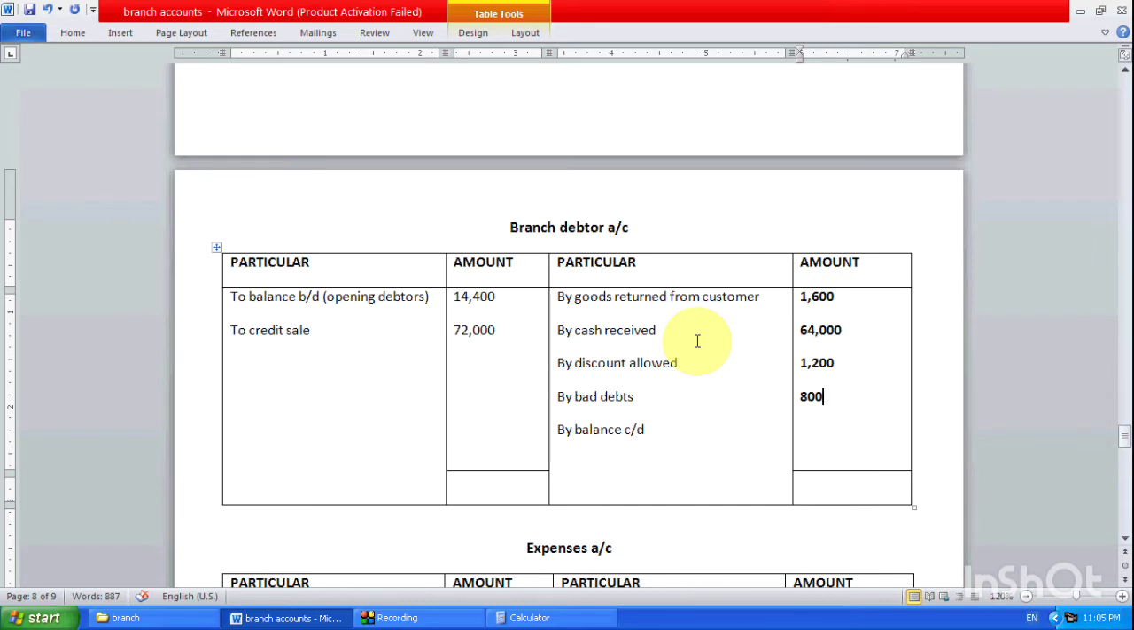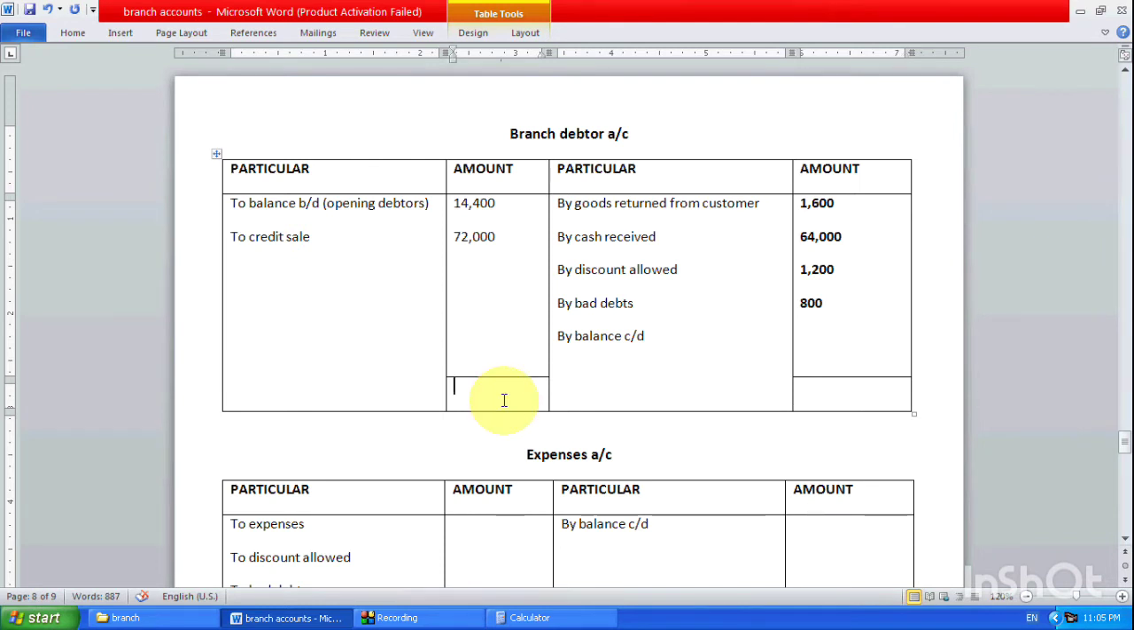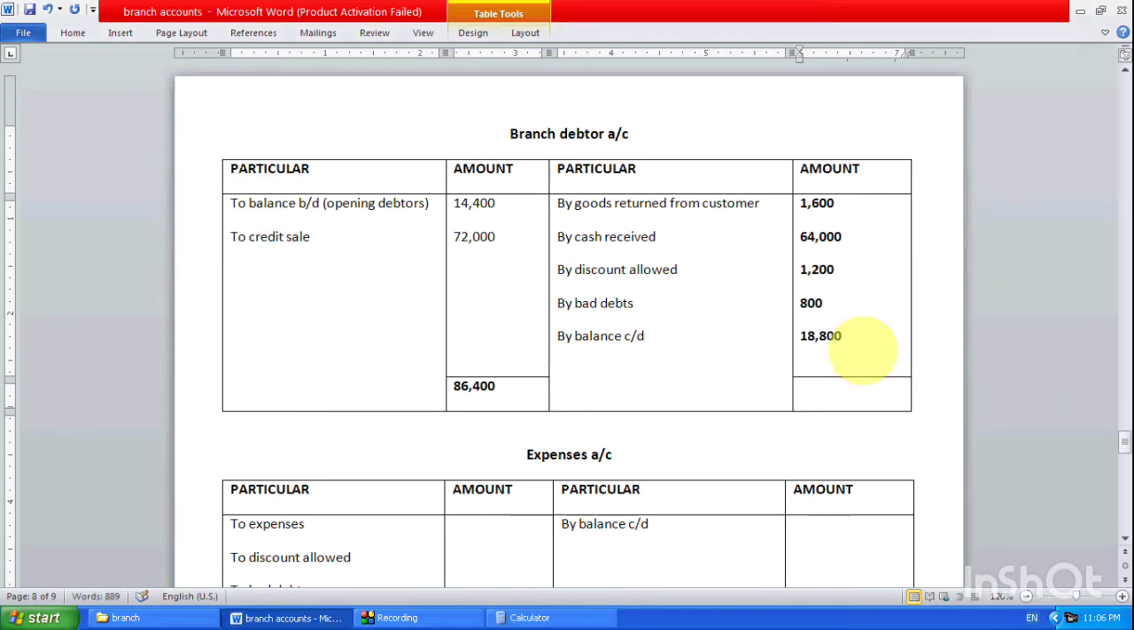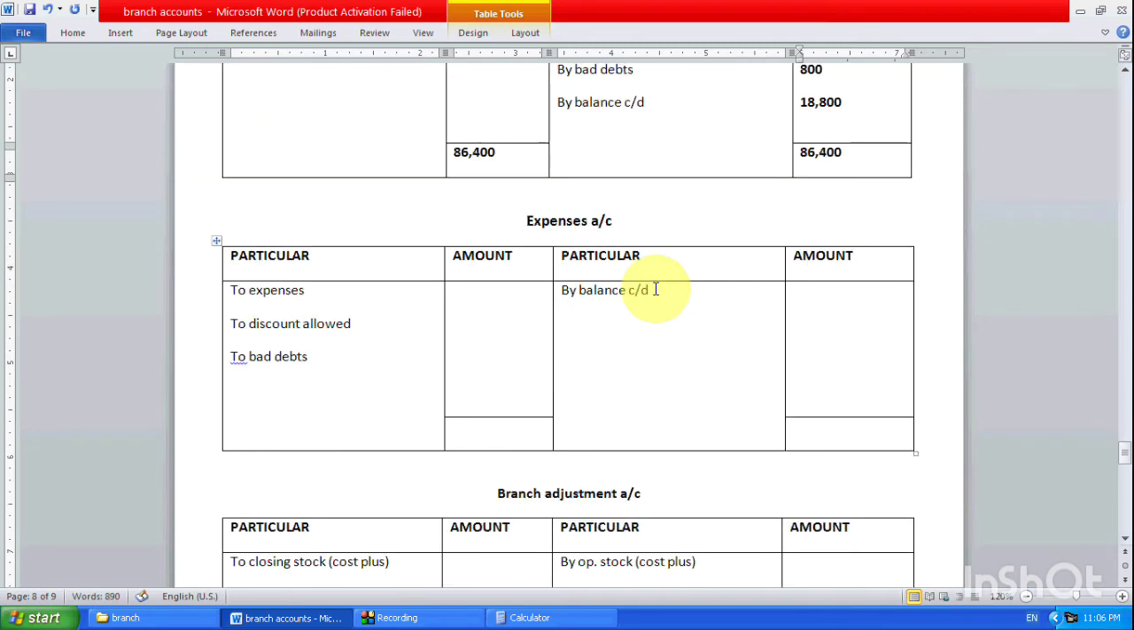Now by balance carried down, means closing, we will get. So first write here 86,400 overall, and here 86,400 also. Now 86,400 minus 1,600 minus 64,000 minus 1,200 minus 800. So overall we are getting 18,800. 18,800 is the closing, by balance carried down, means closing debtors. So write total 86,400. Now this is how we have to prepare the debtors account.